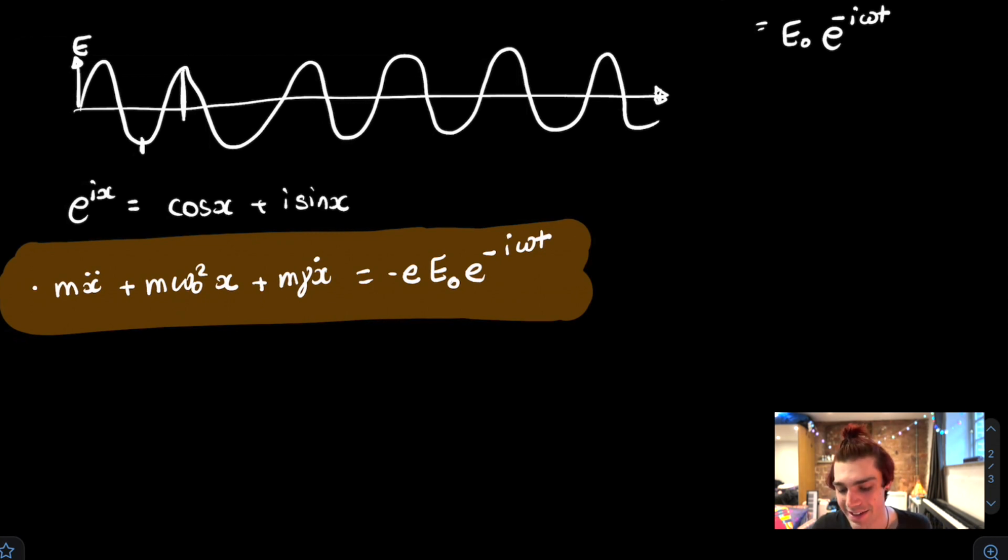And I actually think this is one of the easiest ways to solve a second order differential equation when you have something that's kind of x double dot, x dot, and x right here. I think Fourier transforming is a really easy and nice method which you can use to solve it. So that's what I'm going to do. I'm going to Fourier transform both sides of this equation.